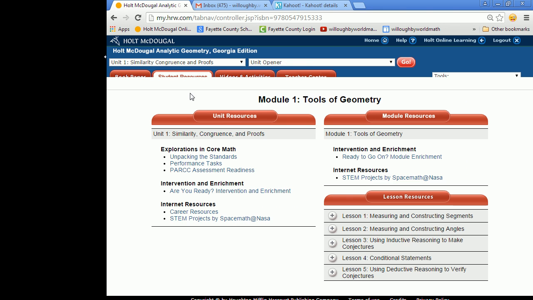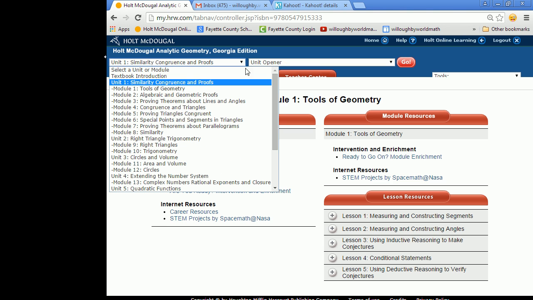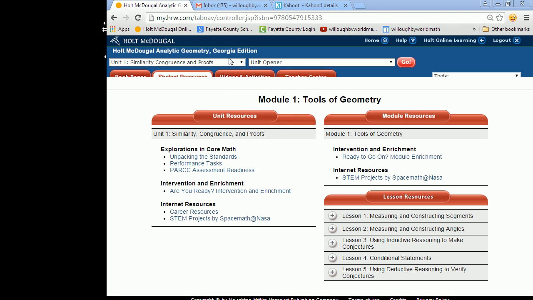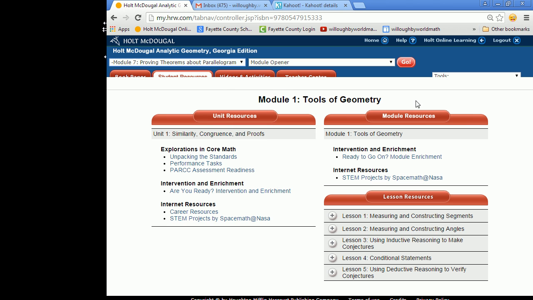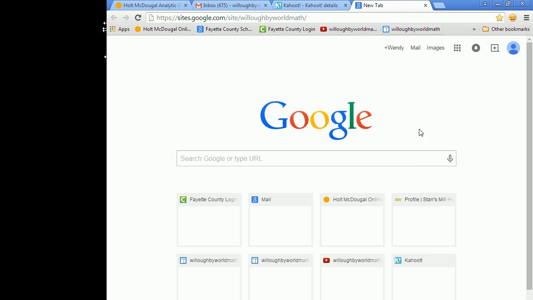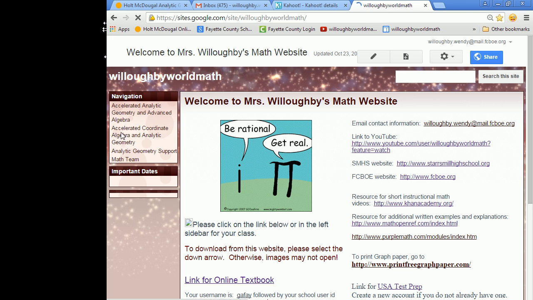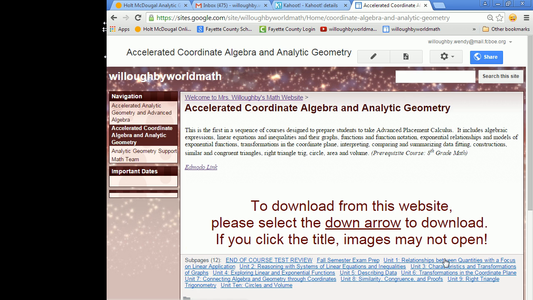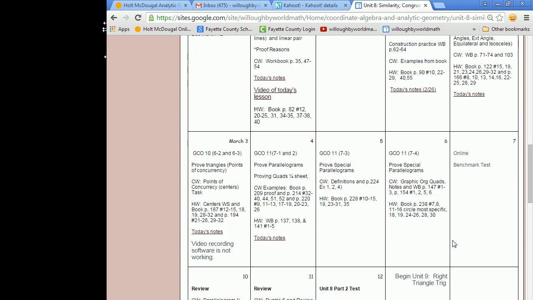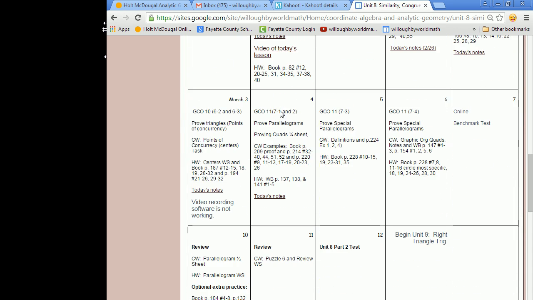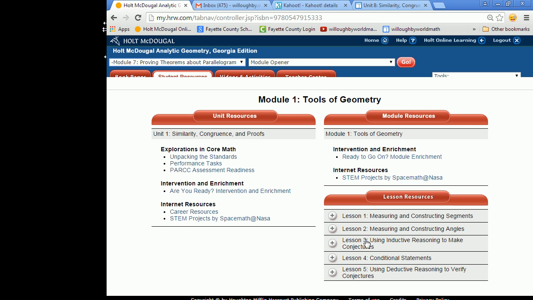If you click on Student Resources, and if you look at the top of the calendar for each day, it tells you what section we're in the book. Did you guys know I put that on your calendar? If you look at your calendar, you see right here, that was yesterday. I told you we're in 7-1 and 7-2.